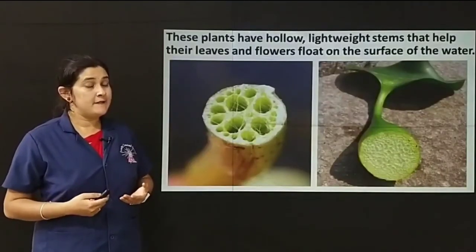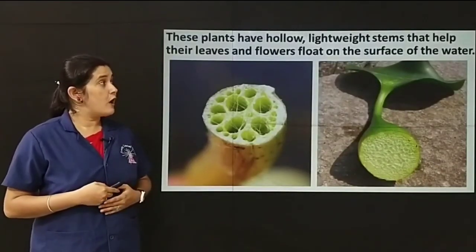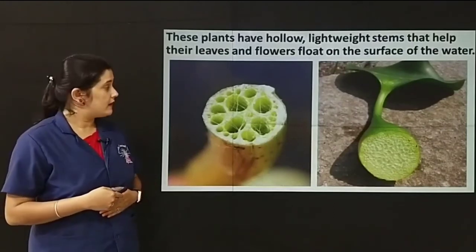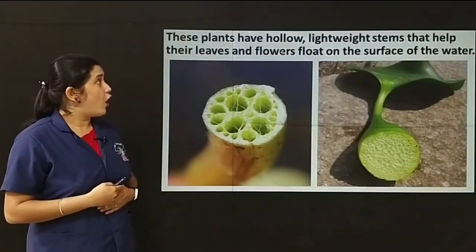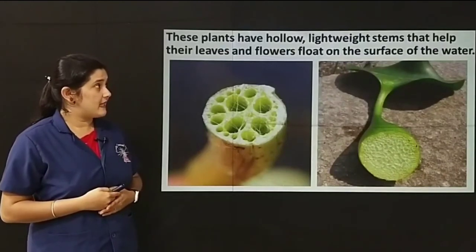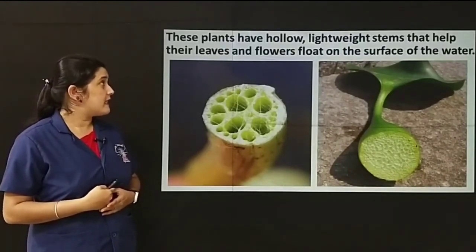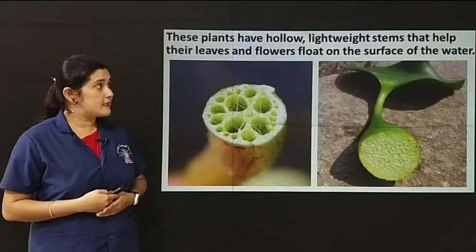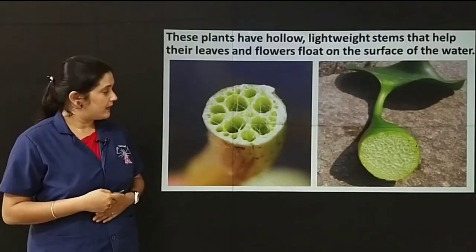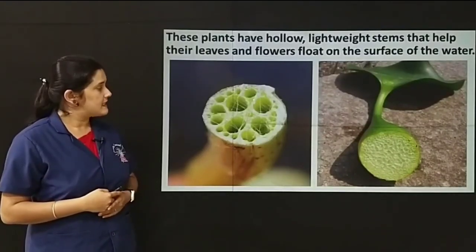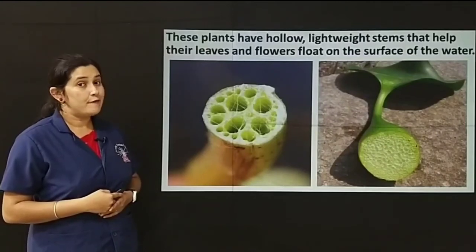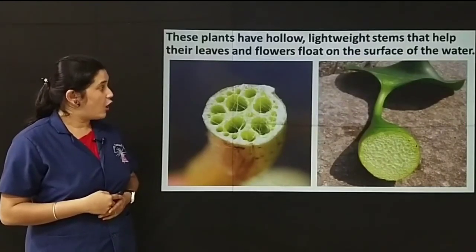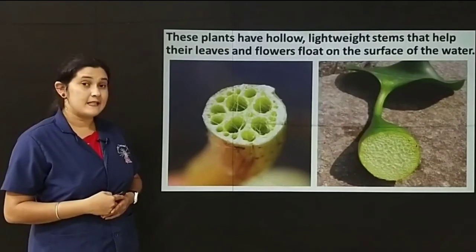How do their leaves and flowers float on the surface of water? These have hollow, lightweight stems that help their leaves and flowers grow on the surface of the water. Here you can see the stem of the fixed plants. They are hollow, lightweight stems.